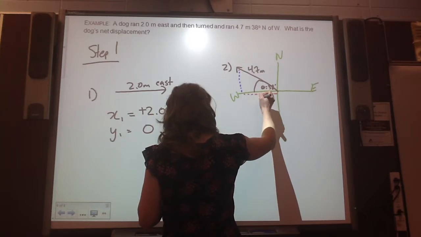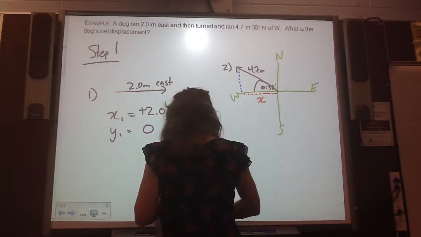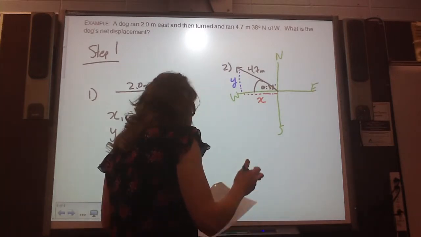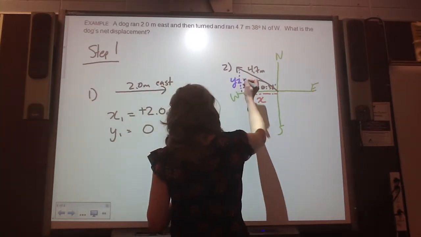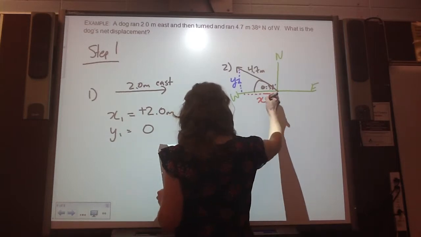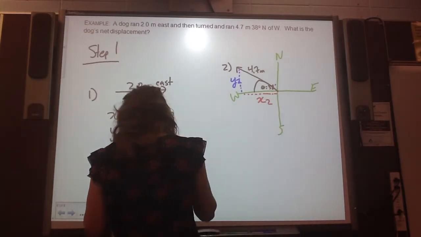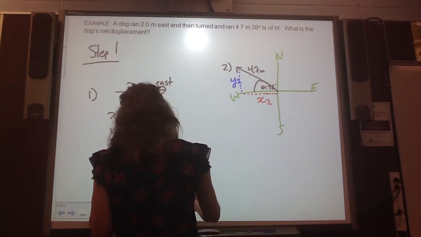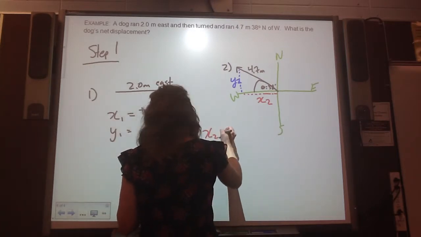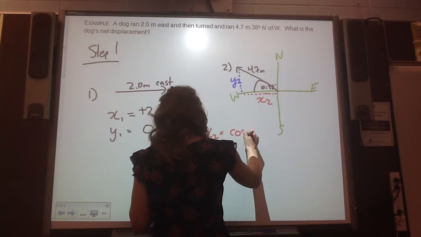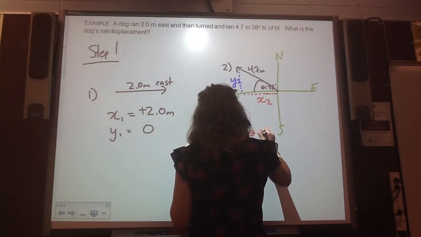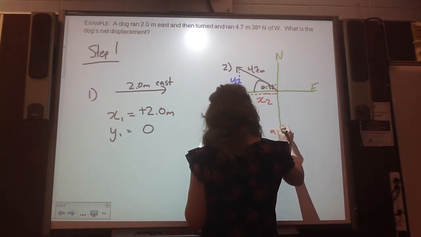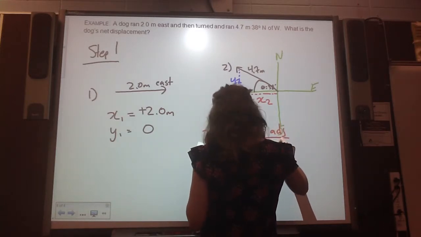Okay, or did I say that wrong? Yeah, this is x and this is y. So we're actually going to call this y2 and this is x2. All right, so let's do x first. So x2 is equal to cos theta. We can say cos theta is equal to adjacent over hypotenuse.